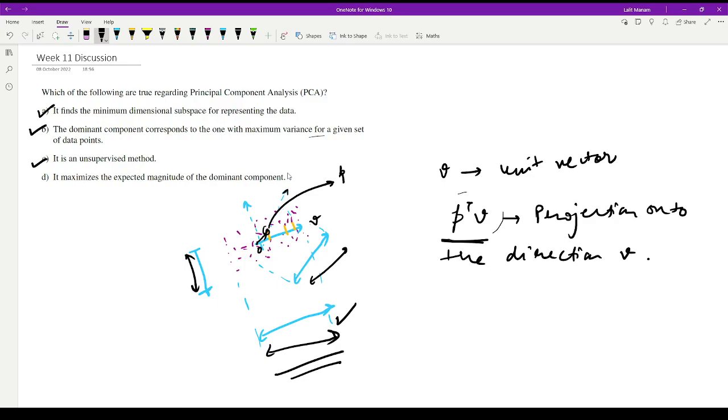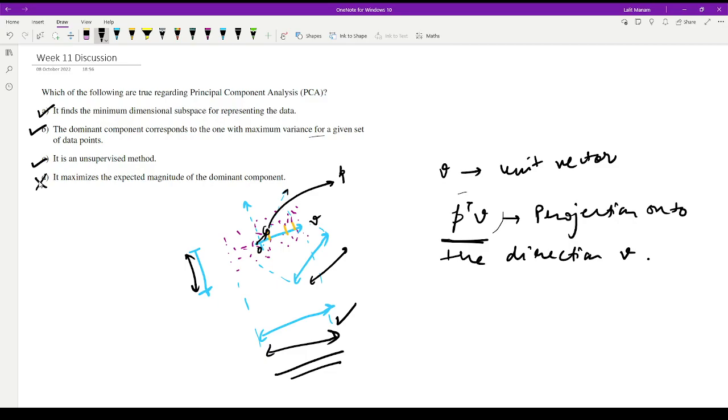Okay, so it maximizes the expected magnitude of the dominant component. Is it right? We are only keeping variance as maximum, right? So the aim here is to find the dominant component itself and not really maximizing the expected magnitude. So finding the dominant component itself is the aim, and so this turns out to be the wrong answer.